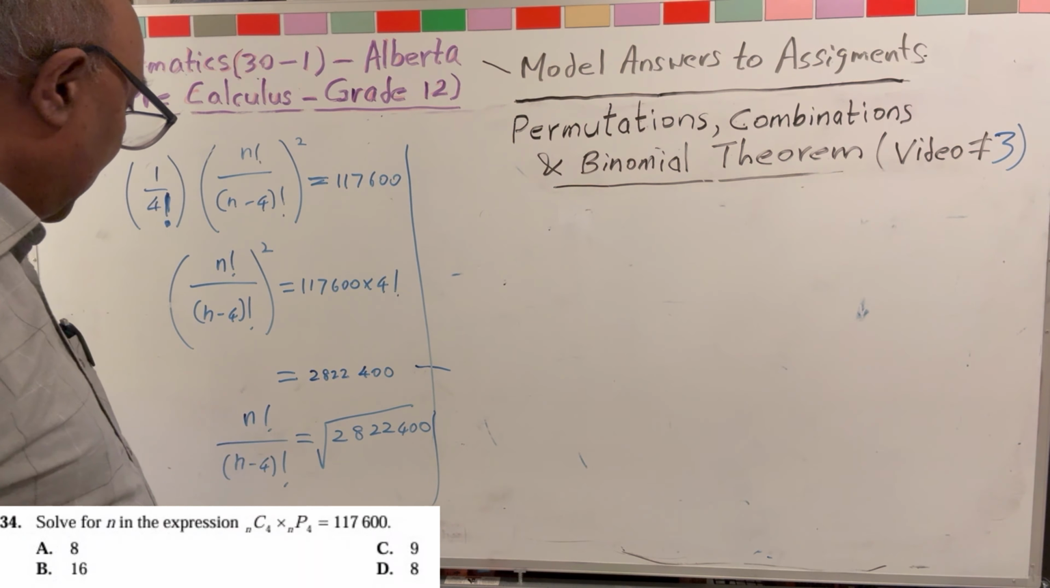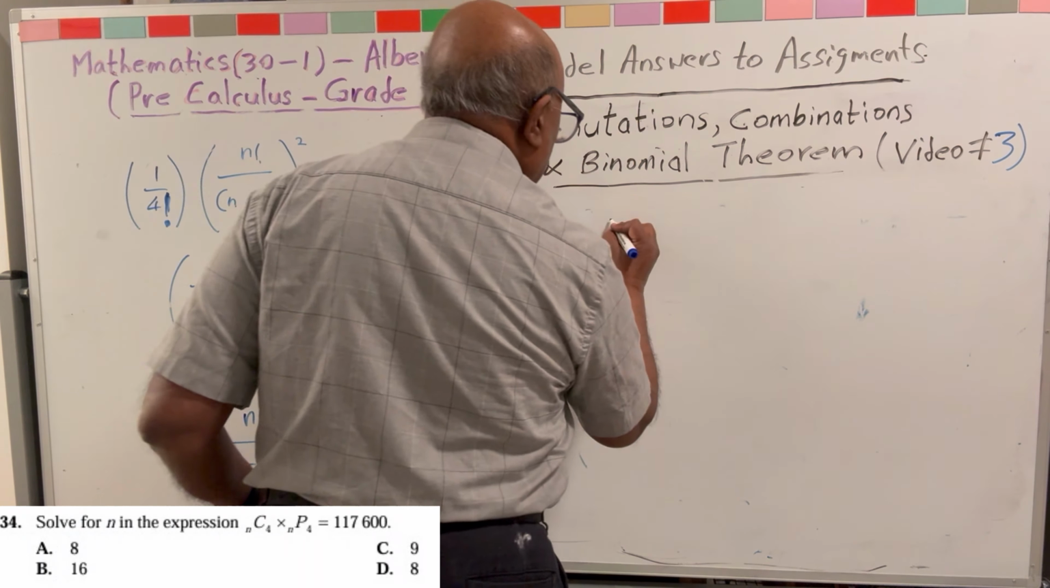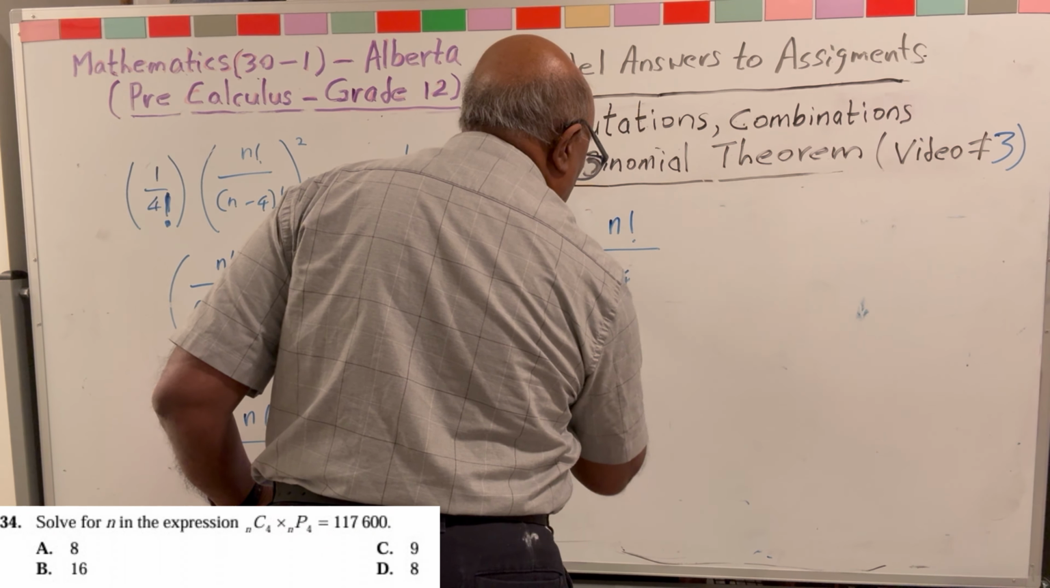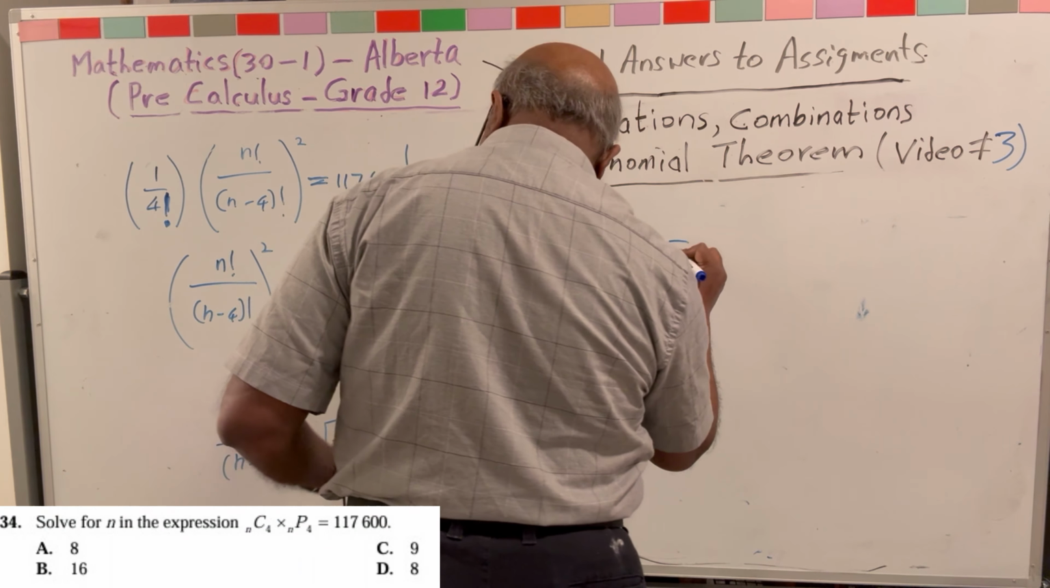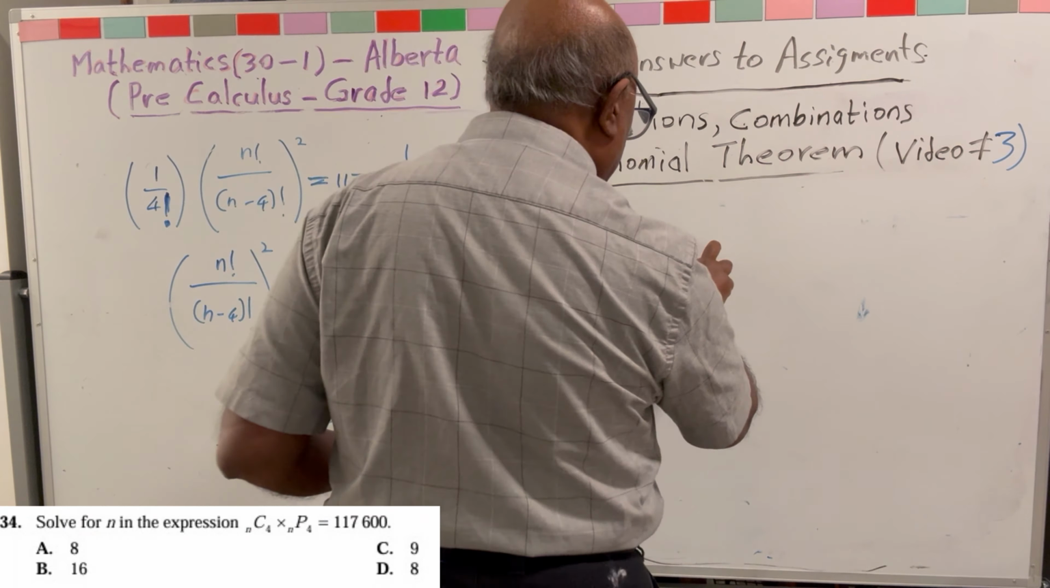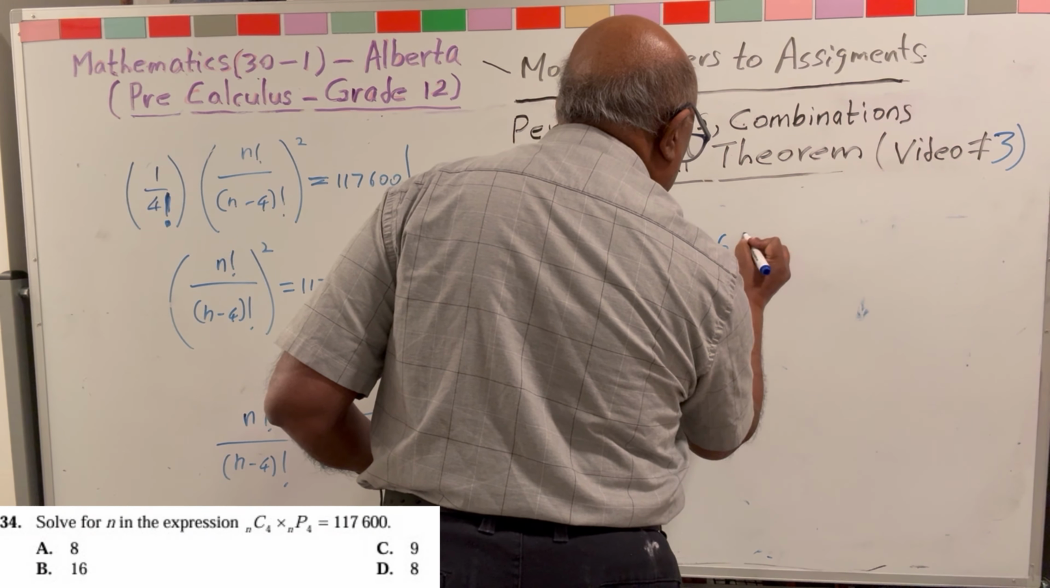Now let's proceed after that. What is the square root of this? I would take the square root. Okay, that is a whole number, 1680.